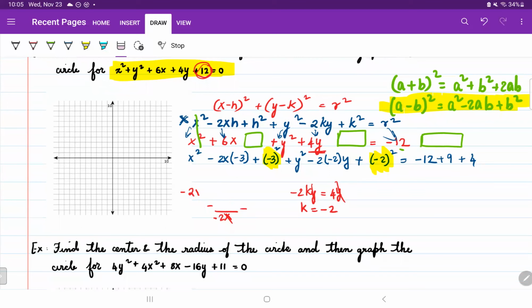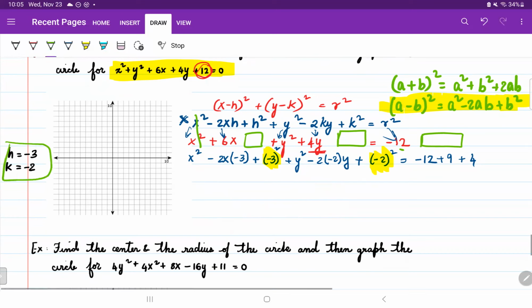Let me erase this for now so we have some space, and let us write this down in a nicer way. Oh, one thing to note before we forget is we got our h, which is -3, and k, which is -2. Let us put this on the side and continue here.